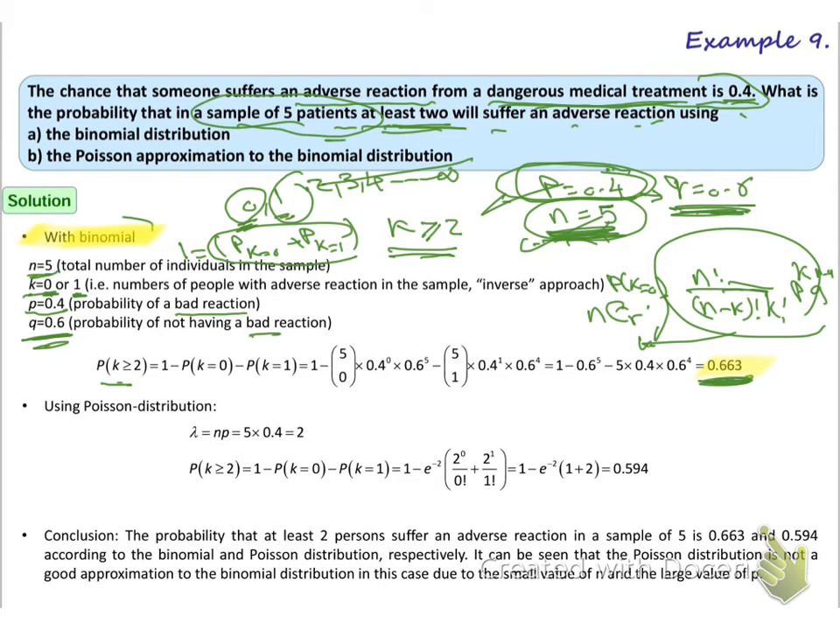If I use Poisson, I just need lambda. Lambda equals n times p, which is 5 times 0.4 equals 2. So I have lambda already. I have k, which is one time 0, and the other time 1. So I get the answer for them, and when I subtract them, I get 1 minus the probability. So the answer will be 59%.